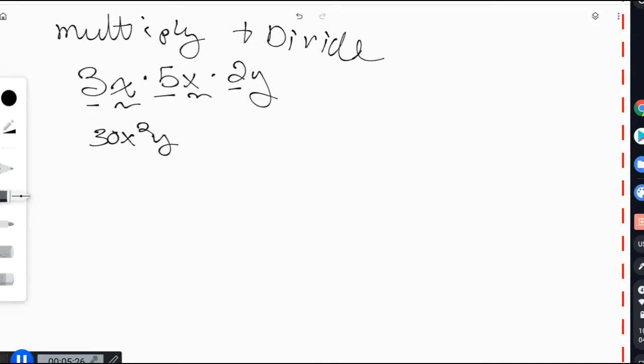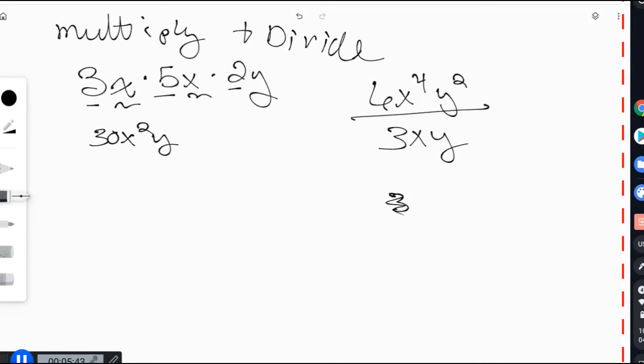Same thing if we're doing division. If you have something like 6x to the 4th y squared divided by 3xy, you're only really dividing the like terms at a time. You're going to do the 6 divided by the 3, and you're left with 2. You're going to do x to the 4th divided by x, which is x to the 3rd, and y squared divided by y is y. So again, you're dividing like terms.